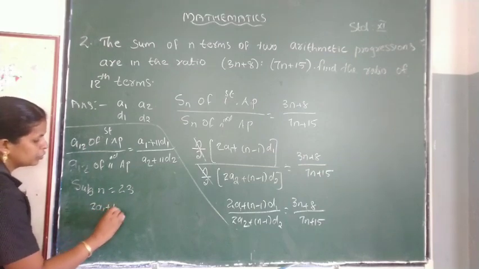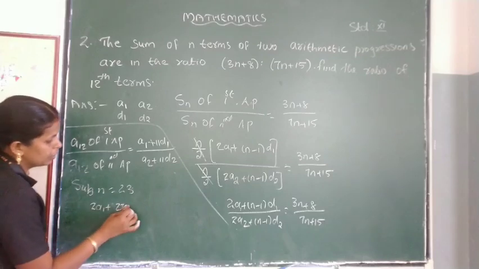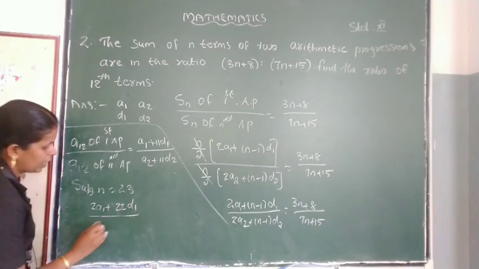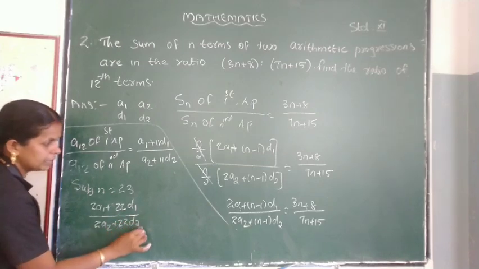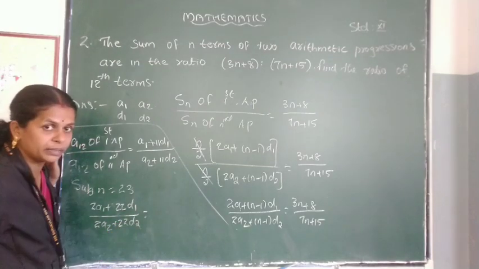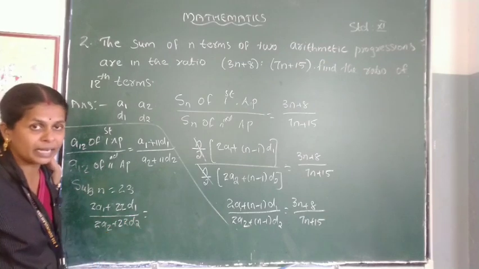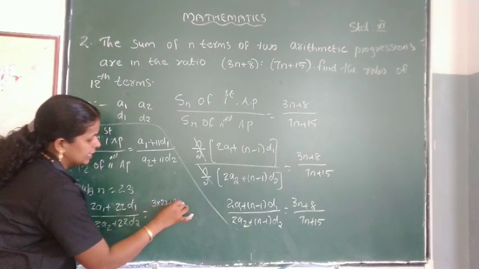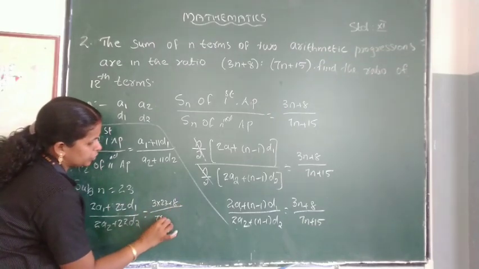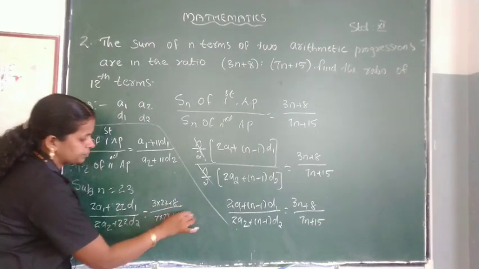2a1 പ്ലസ് 23 മൈനസ് 1 അല്ലേ? 23 മൈനസ് 1 മീൻസ് ഐ ക്യാൻ റൈറ്റ് 22. ഓക്കെ, 22 d1 ഡിവൈഡഡ് ബൈ 2a2 പ്ലസ് 22 d2 അല്ലേ? വിച്ച് ഈസ് ഈക്വൽ, ലെഫ്റ്റ് സൈഡ് മാത്രം സബ്സ്റ്റിറ്റ്യൂട്ട് ചെയ്യാൻ പറ്റുമോ? വി ക്യാൻ സബ്സ്റ്റിറ്റ്യൂട്ട് റൈറ്റ് സൈഡ് ആൾസോ അല്ലേ? സോ ദാറ്റ് മീൻസ് 3 ഇൻറ്റു 23 പ്ലസ് 8 ഡിവൈഡഡ് ബൈ 7 ഇൻറ്റു 23 പ്ലസ് 15.